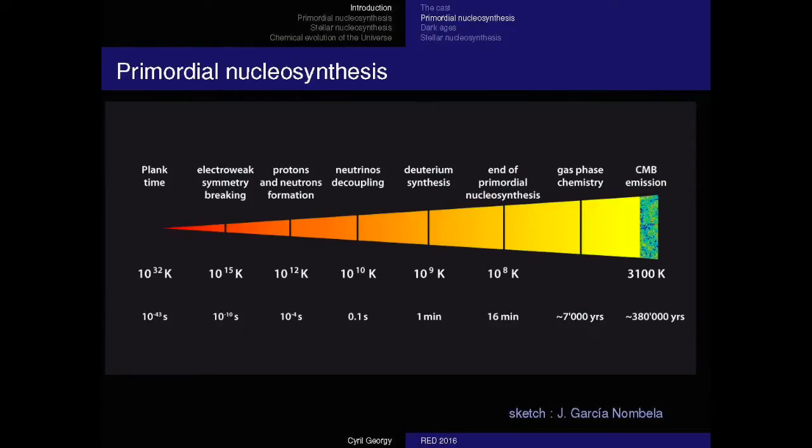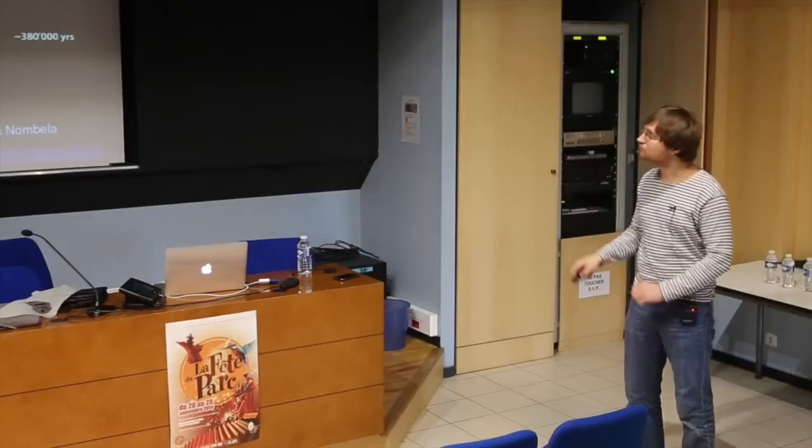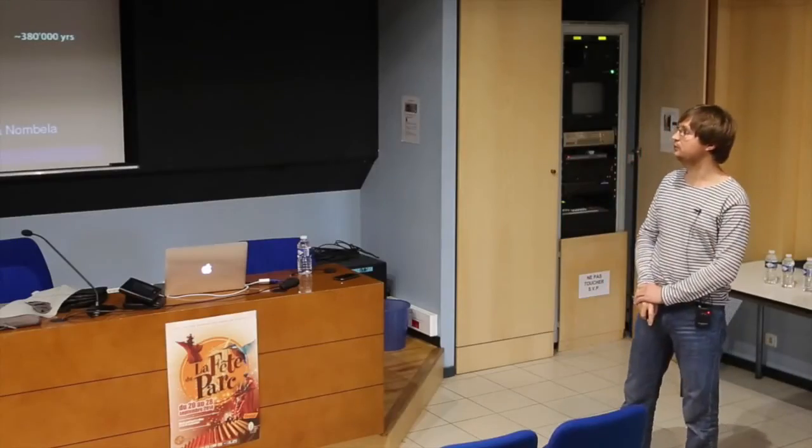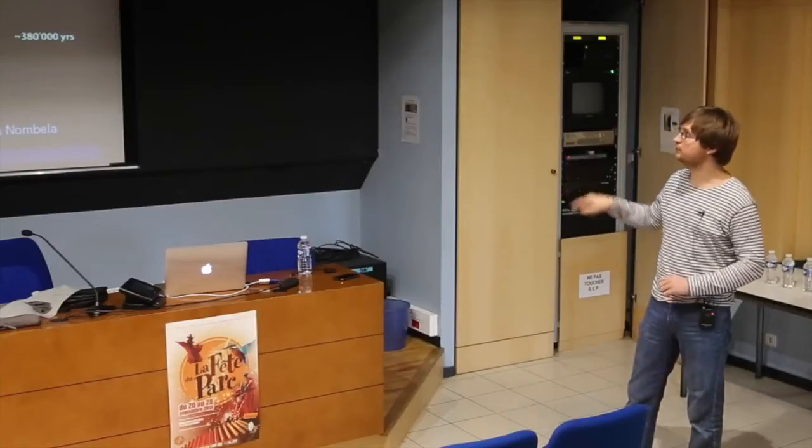So you have first the electroweak symmetry breaking, where the electromagnetic force and the weak force decoupled from each other. Then you have the formation of protons and neutrons, roughly 10 to the minus 4 seconds later at still quite hot temperature, 10 to the 12 Kelvin. Then you have the neutrino decoupling after 0.1 seconds at still lower temperature.